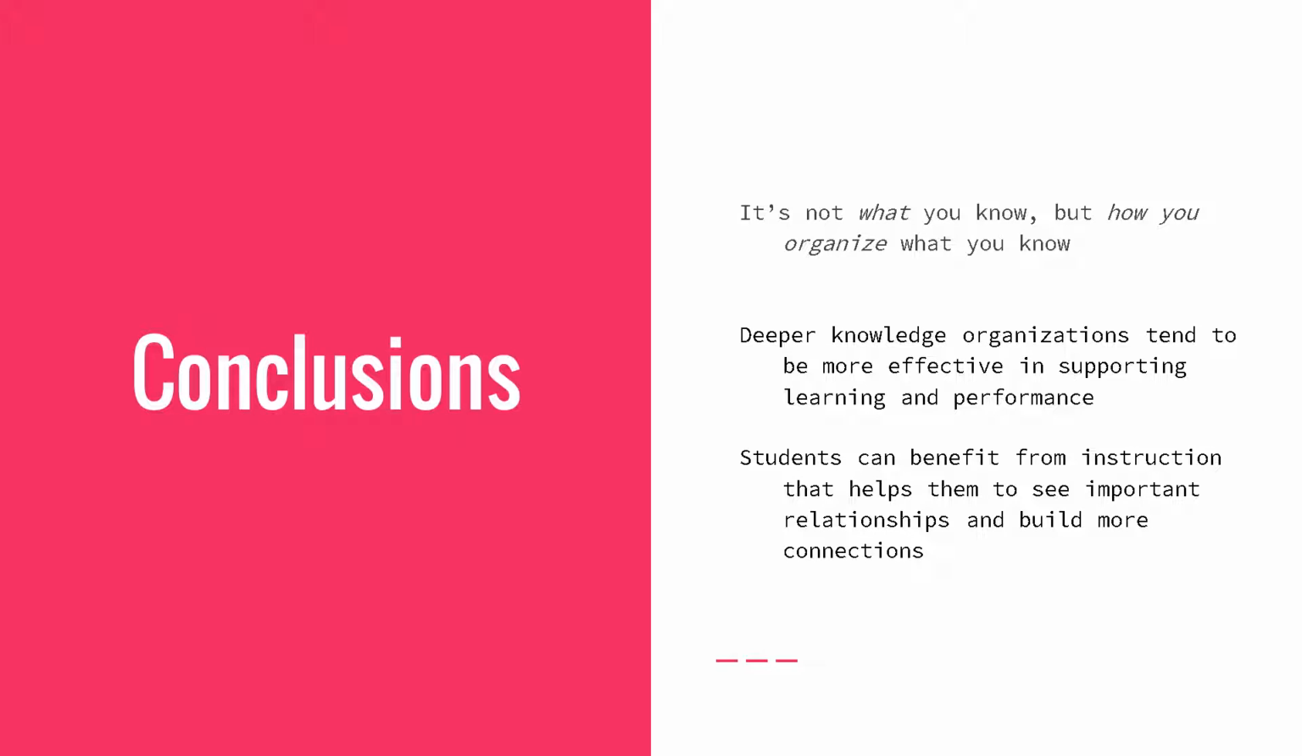We arrived at 3 main conclusions after reading this chapter. The first, it's not what you know, but how you organize what you know. This means that more complex knowledge organization enhances learning, recall, and performance, and students need help seeing the important relationships in order to build more connections.